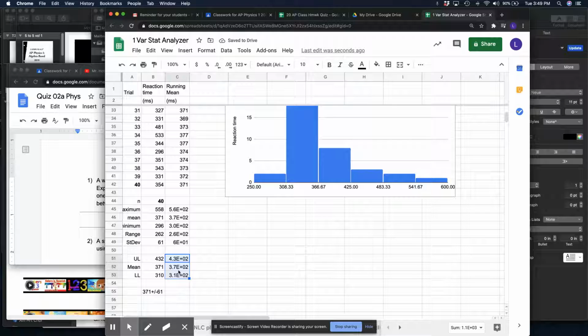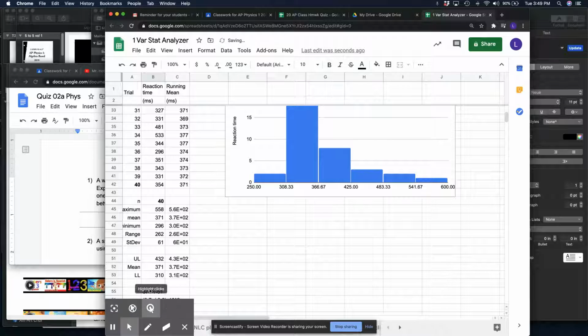And so what we get is 3.7 is the mean. The lower limit is 3.1. And the upper limit is 4.3. So in truth, then, what we would report as our value is 3.7. We'll put this in parentheses. 3.7 plus or minus 0.6. All of that times 10 to the second milliseconds.